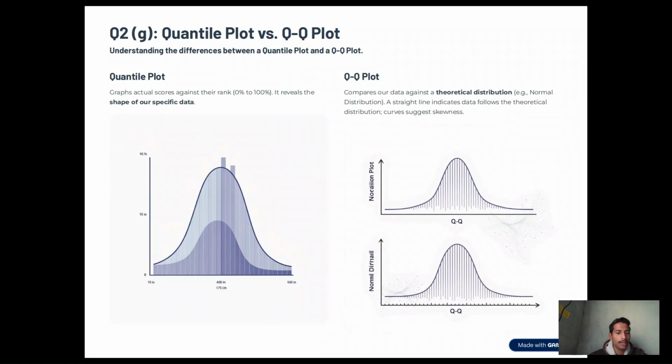Quantile plot versus quantile-quantile plot. Quantile plot. This graphs the actual scores against their rank percentage, 0 to 100%. It shows us the specific shape of our data. Quantile-quantile plot. This compares our data against a theoretical distribution like the normal distribution. It helps us answer the question: is our data normal?